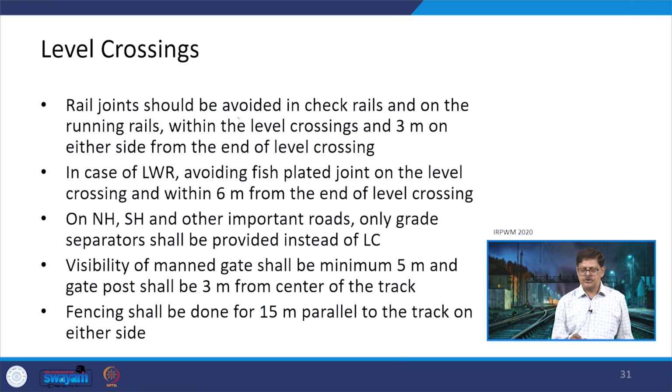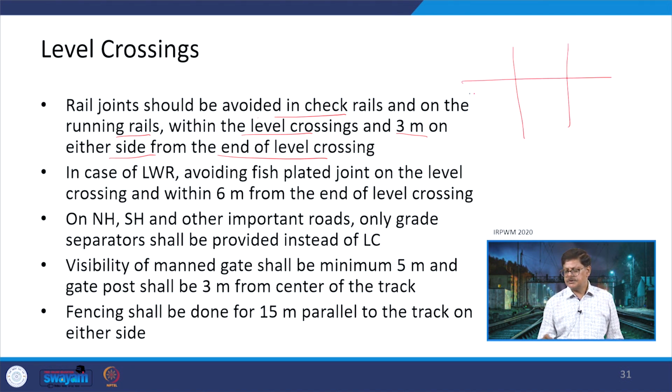Then rail joints should be avoided in check rails and on the running rails within the level crossing and 3 meters on either side of the end of the level crossing. So, if this level crossing is being provided, in this particular area the rail joints should not be there, up to a distance of 3 meters on either side. So, that is the distance which we are considering.